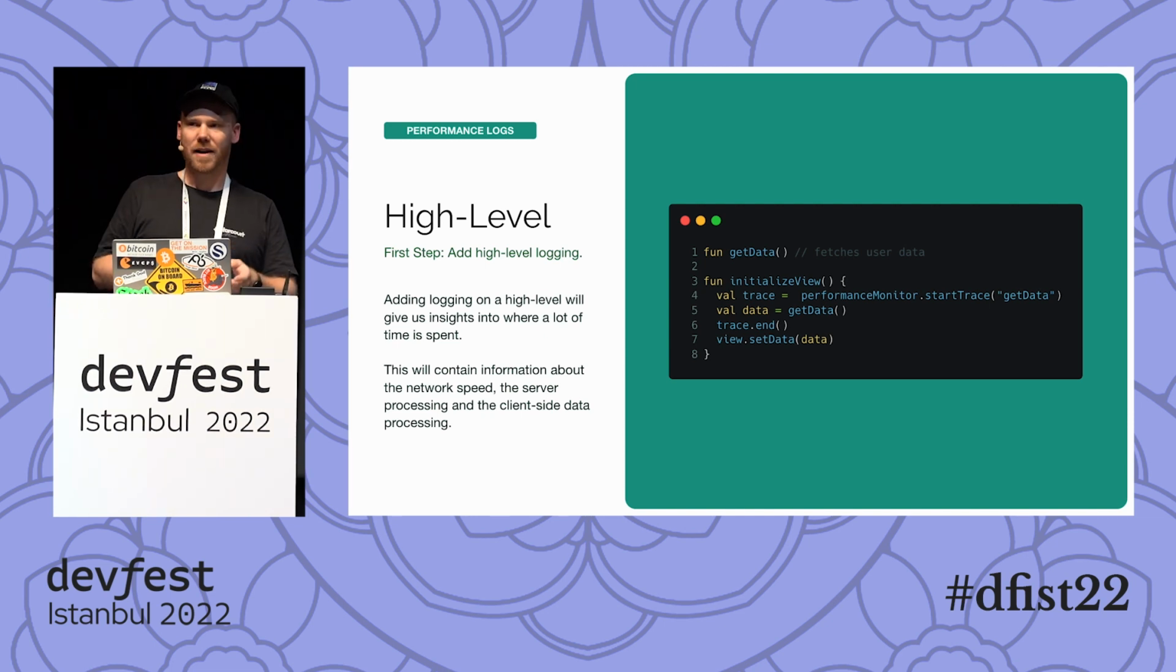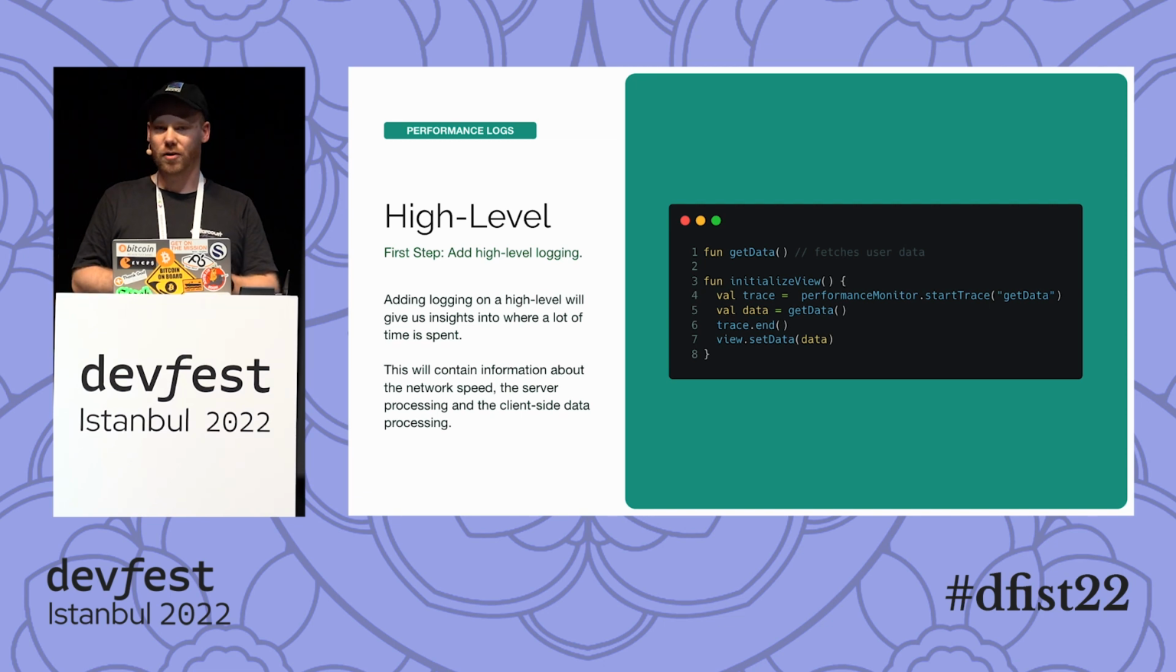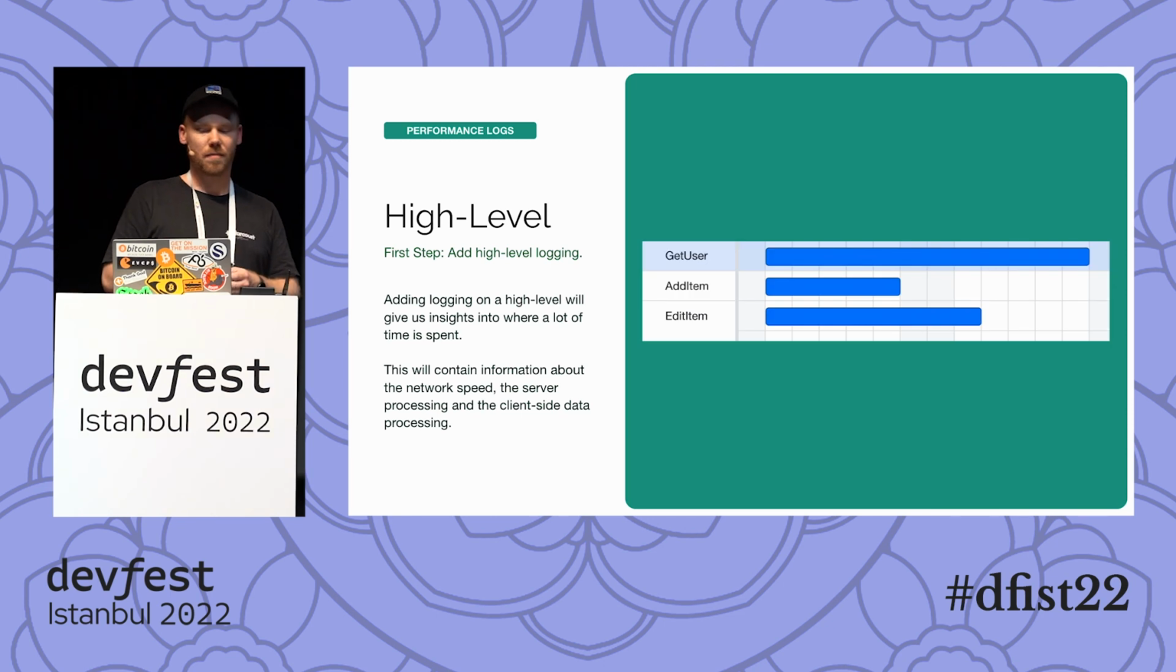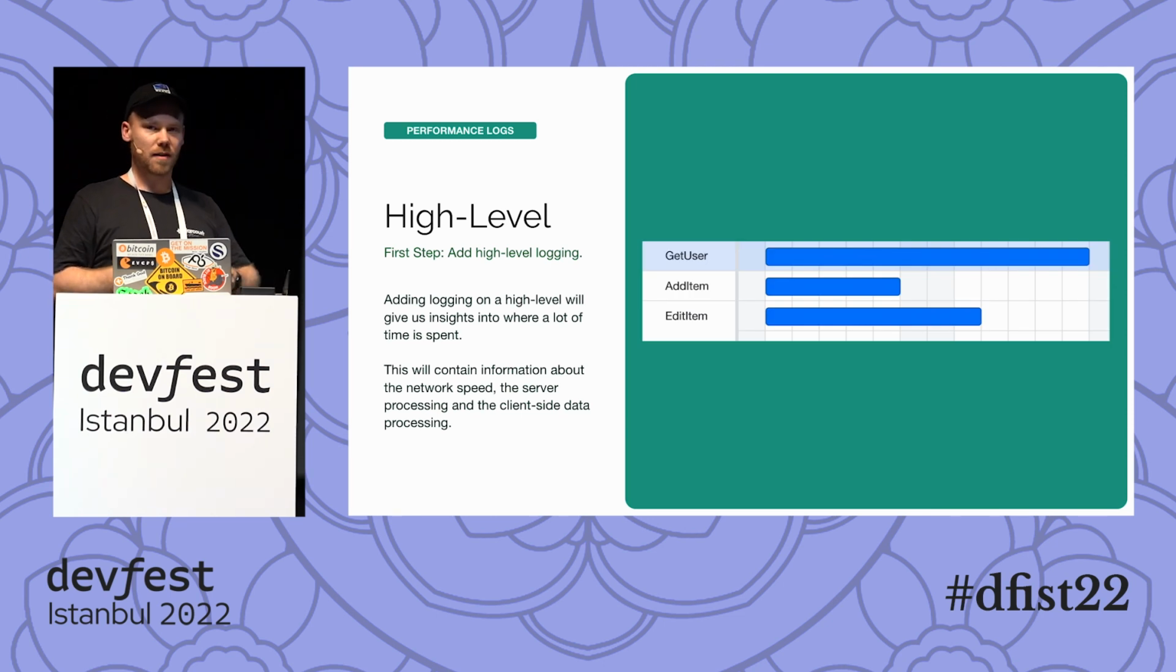How this is done depends on the integration that you're using. If you're using Firebase or a custom solution, it'll be slightly different, but most likely it'll be a bit similar to this. This will give us insights into how long it takes to execute this method. It can be used to learn about the total duration. So that means it includes the network request, server-side processing, and client-side data mapping or processing.